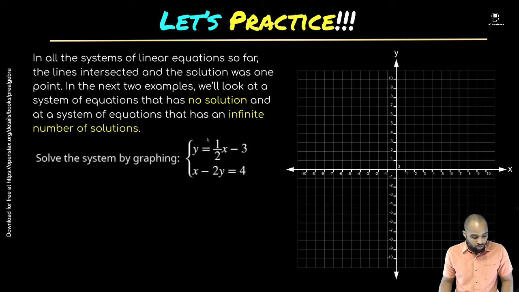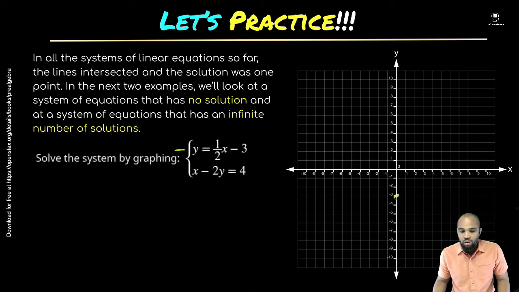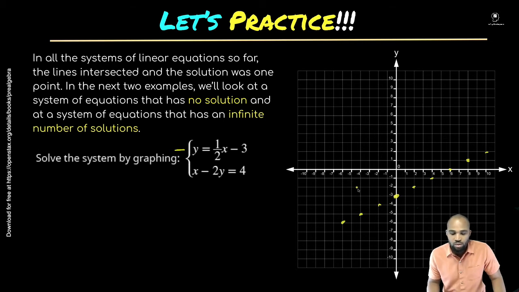So we can graph this first one pretty easily. I'm going to make this my yellow. So negative 3 here, and we're going up 1 over 2. So up 1 over 2, up 1 over 2, and down 1 to the left 2, down to the left 2. So that's how we graph. That should be pretty simple to you.